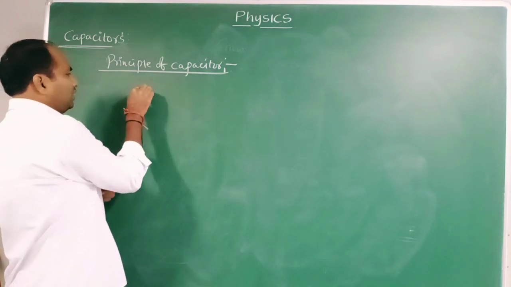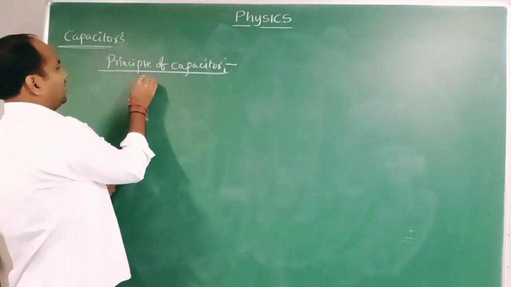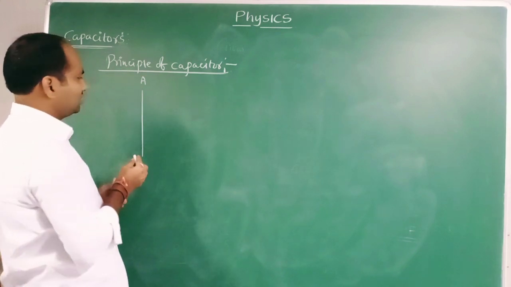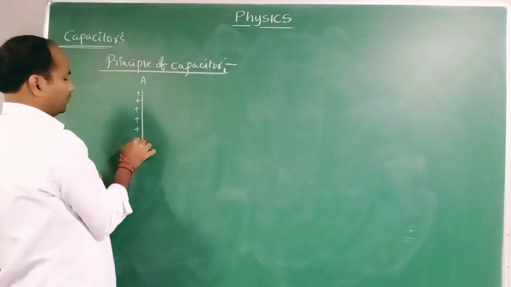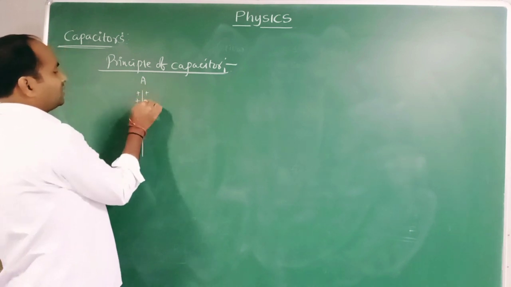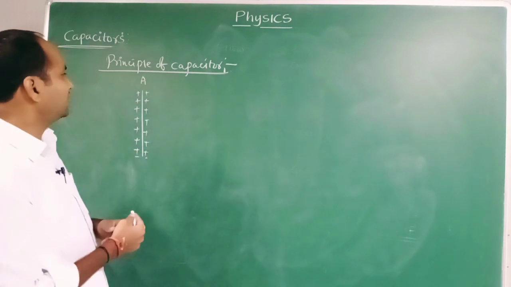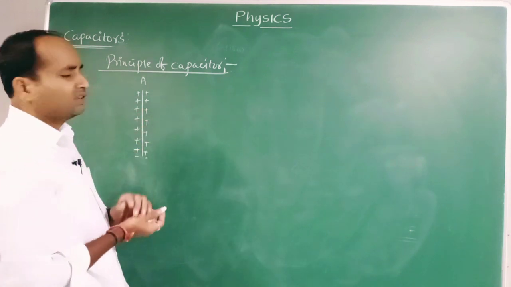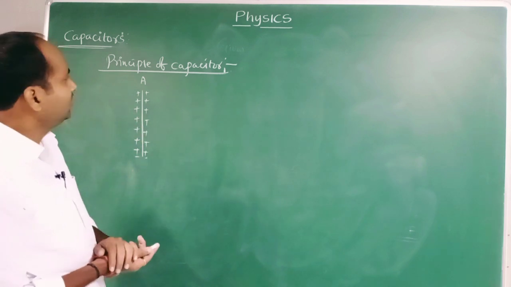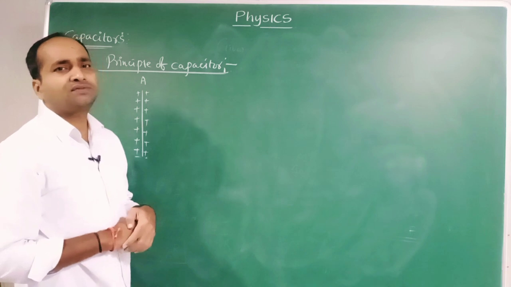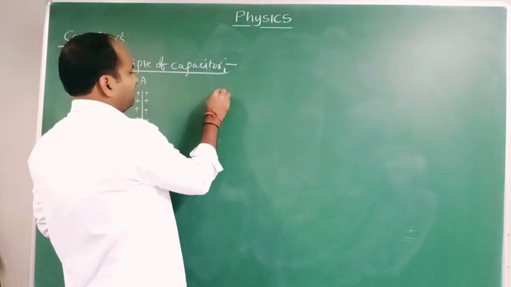See, for example, here you take a conductor A given a positive charge. The charge resides on the surface. This is conductor A. Only one single conductor is taken here, which is given a positive charge. But what is a capacitor? It consists of two conductors. Now, this is the conductor A that we have taken here.